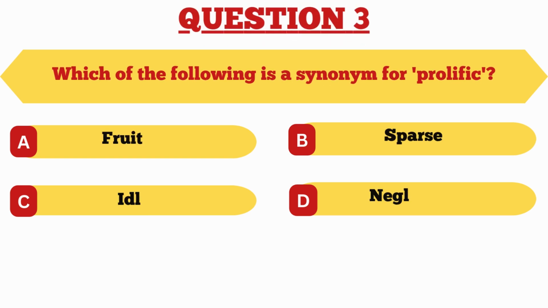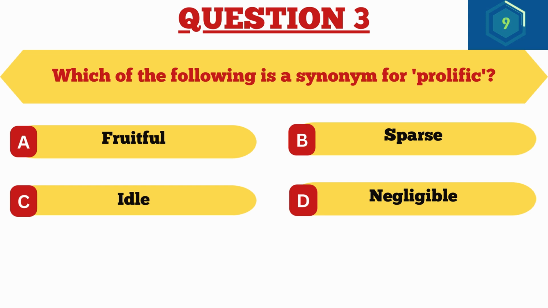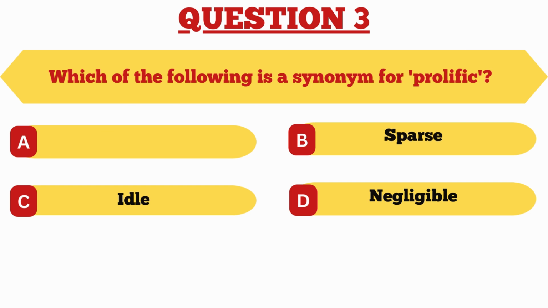Question number 3. Which of the following is a synonym for prolific? Options are fruitful, sparse, idle, negligible. Please comment your answer now. The answer is option A, fruitful.